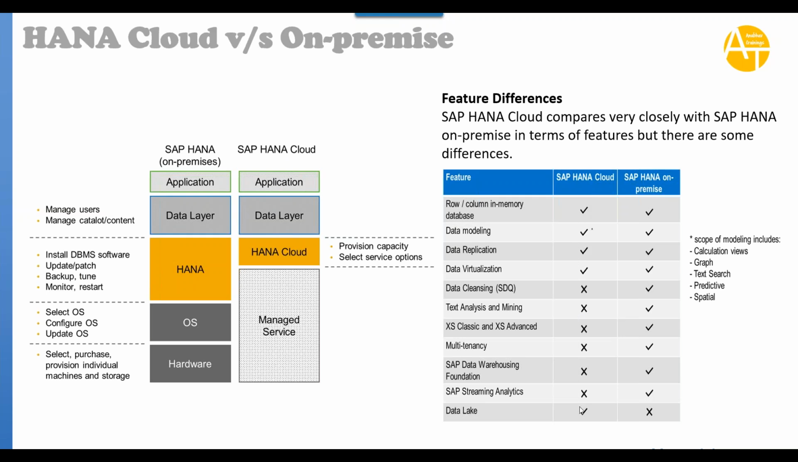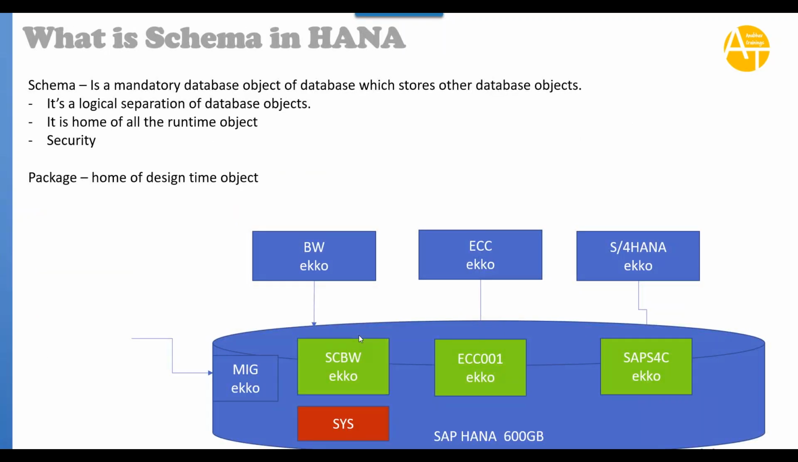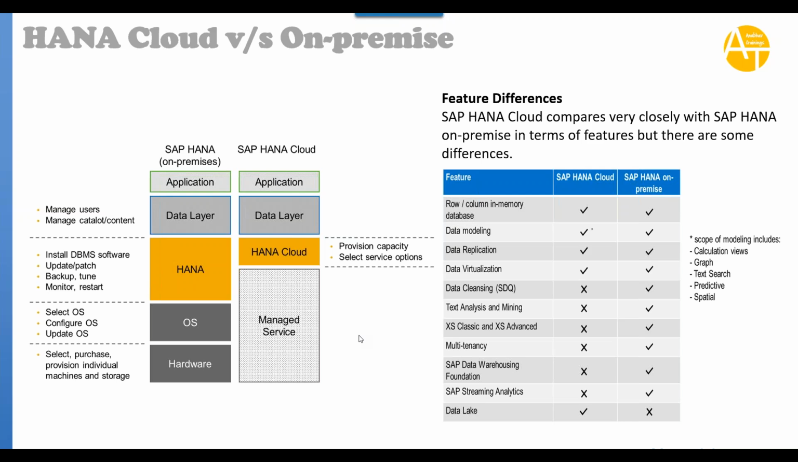I also put in a comparison between the feature sets of HANA Cloud versus HANA on-premise. Our goal will be to work with HANA Cloud. Now, one of the best features I like about HANA Cloud is that it also offers a data lake. You see, a data lake is possible with HANA Cloud. So now we will go ahead and set up our HANA Cloud instance. But before that, there are two more concepts you need to understand about HANA Cloud or HANA in general.